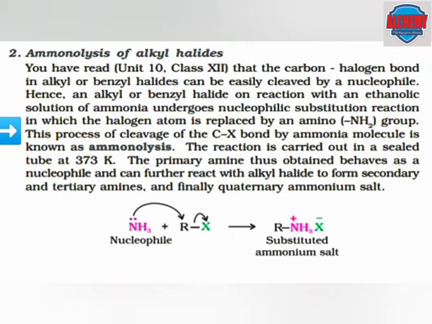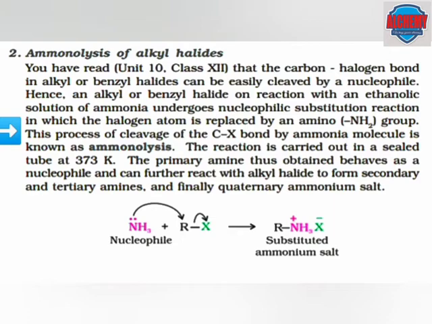The second preparation of amines is by ammonolysis of alkyl halides. The process of cleavage of C-X bond by ammonia molecule is called ammonolysis. This reaction is carried out in a sealed tube at 373 Kelvin. The primary amine thus obtained behaves as a nucleophile and can further react with alkyl halide to form secondary and tertiary amines, and finally quaternary ammonium salt.